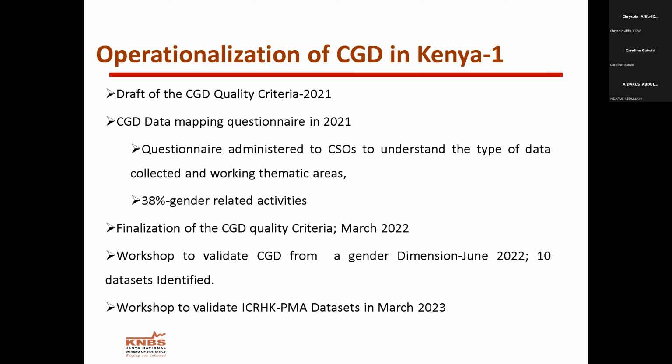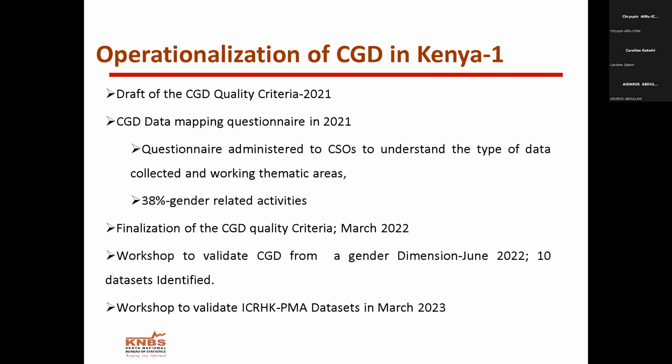actually wanted to highlight the journey of how we came up with the framework and where we are right now. So the first interaction was in 2020, but we came up with the CGD quality criteria in 2021. That was a draft through the support of Paris 21. And then the next step after we came up with the draft, we did a data mapping questionnaire in 2021 through the support of SDGs Kenya Forum, which is the umbrella body for CSOs.